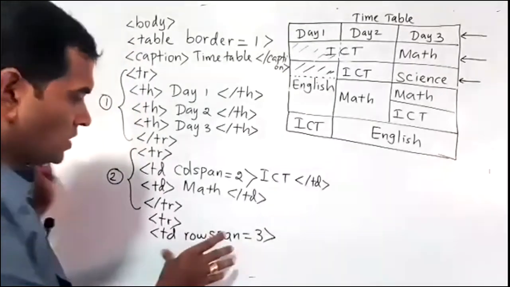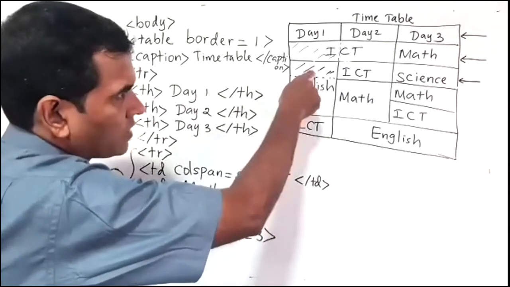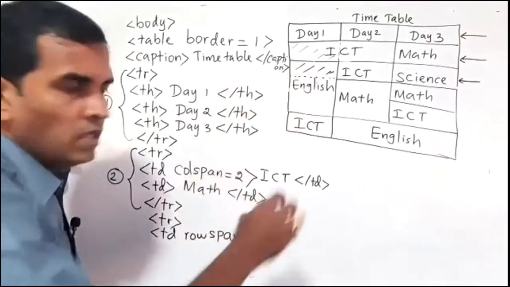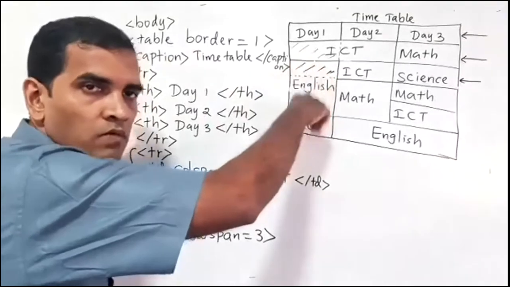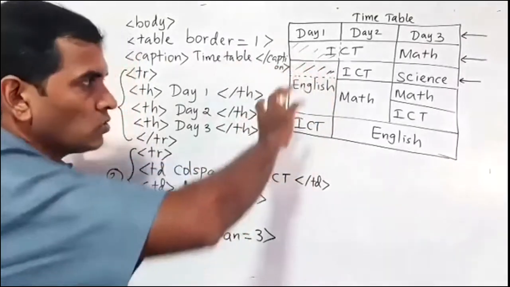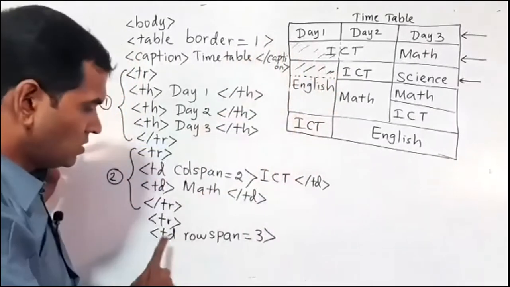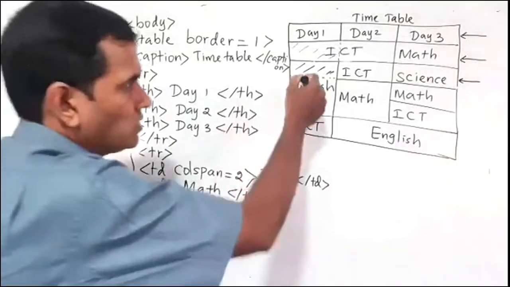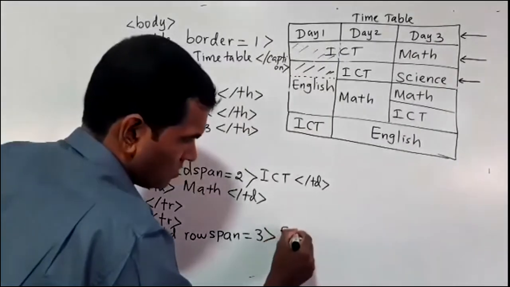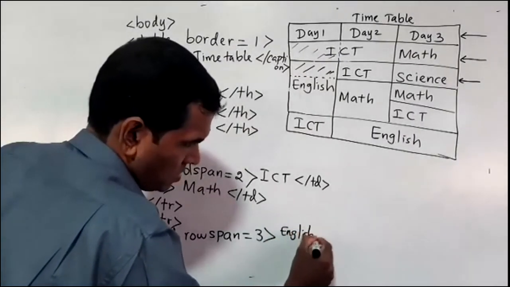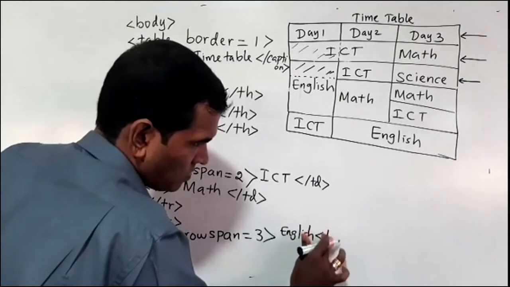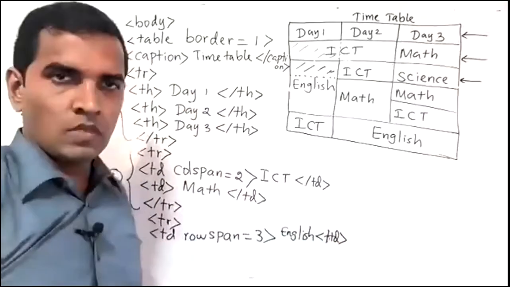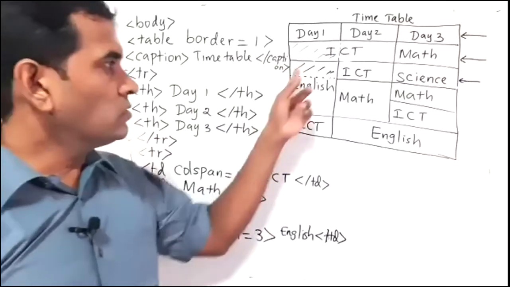Okay, don't forget, this is for this highlighted cell, right? We are creating this highlighted cell, but that is not a single cell that has been merged with other two cells. So altogether you have three cells merged. So TD row span 3. Okay, now give the content. It is English. Close the TD. Okay, close the TD. Right, so it's over.